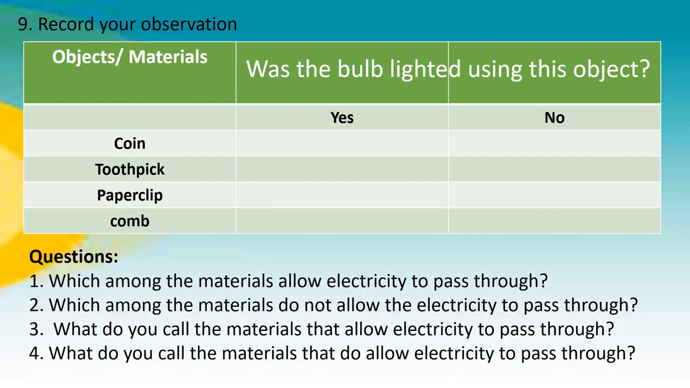Questions: 1. Which among the materials allow electricity to pass through? 2. Which among the materials do not allow the electricity to pass through? 3. What do you call the materials that allow electricity to pass through? 4. What do you call the materials that do not allow electricity to pass through?